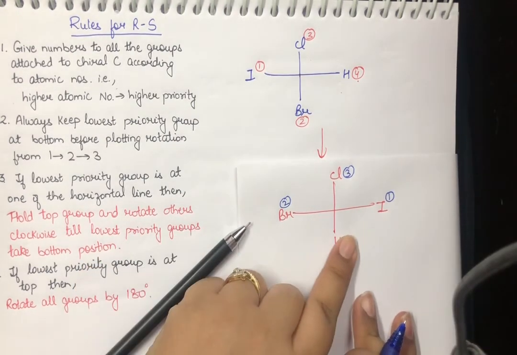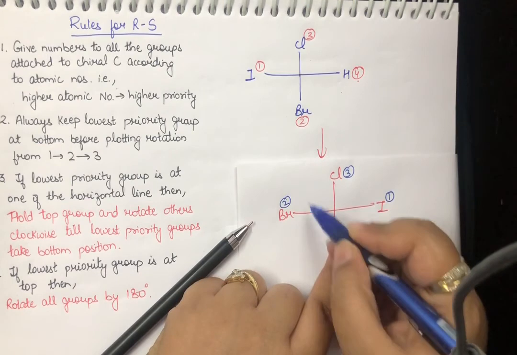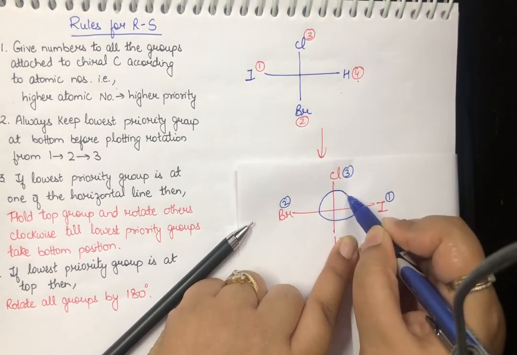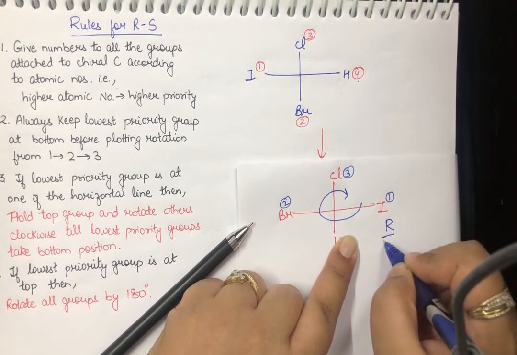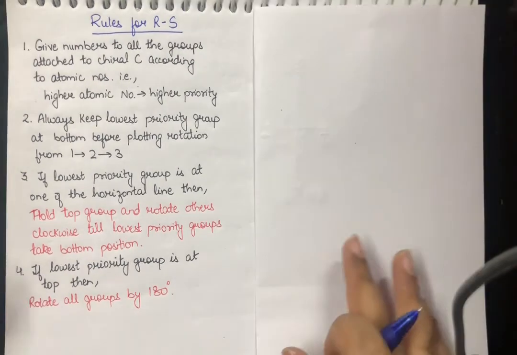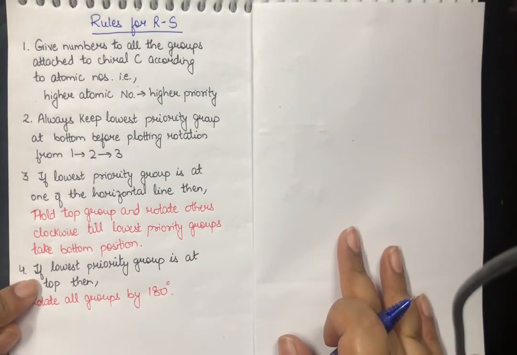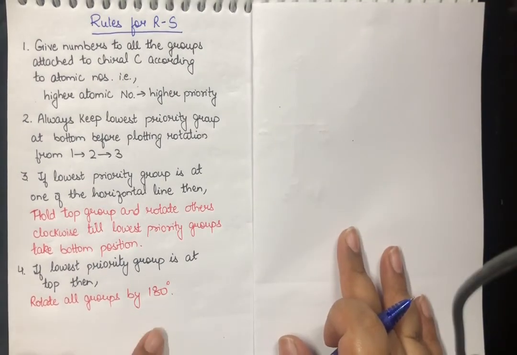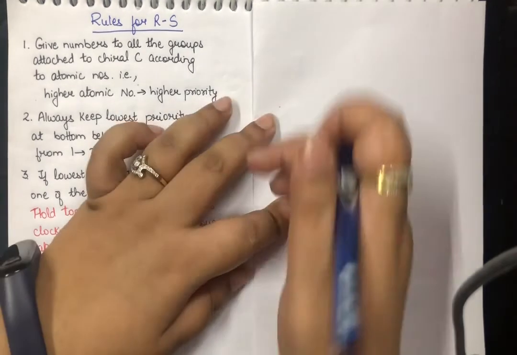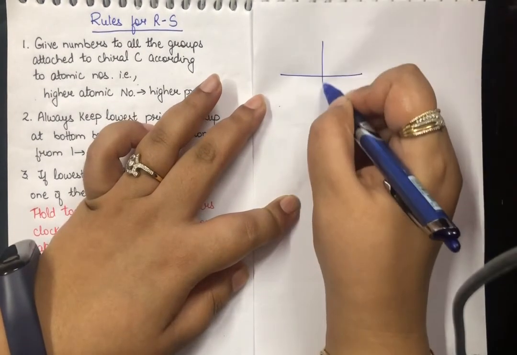And I have to ignore fourth. So now if from 1 to 3 I go, it will go like this, and this will give it R configuration, right? Next rule says if the lowest priority group is at the top, then rotate all the groups by 180 degree. I'll give you this with an example.